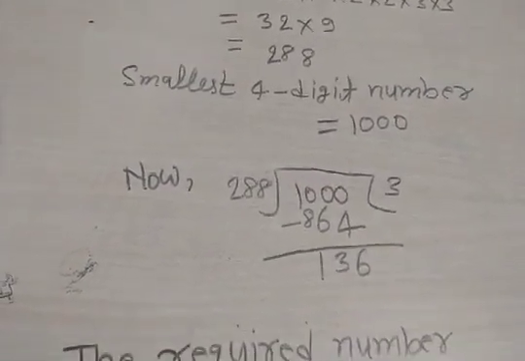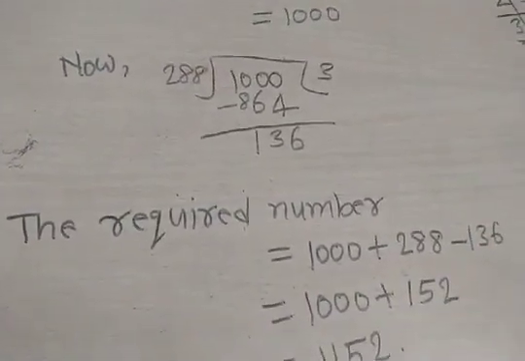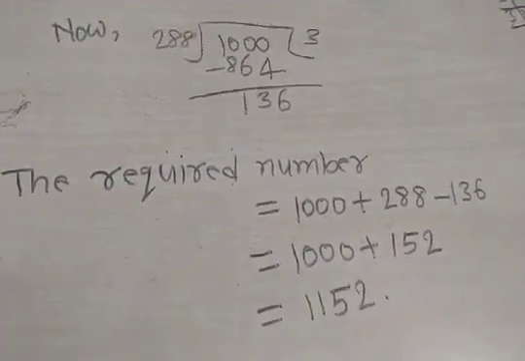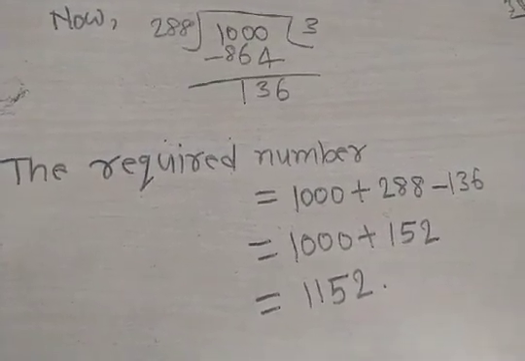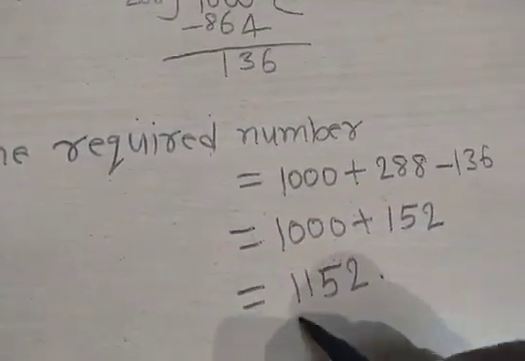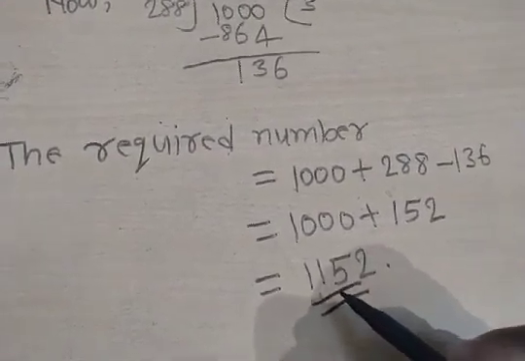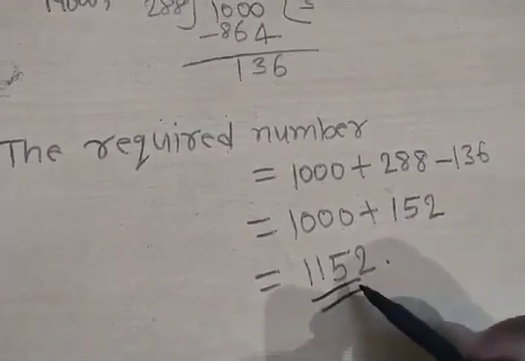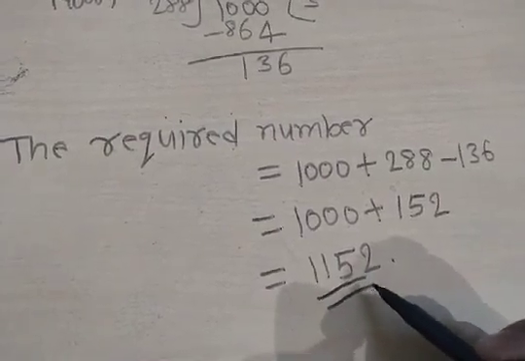So our required number is 1000 plus LCM minus remainder. In this way we obtain 1000 plus 288 minus 136. So this is our required result. Our required number is 1152. This number is divisible by 18, 24 and 32 in each case.